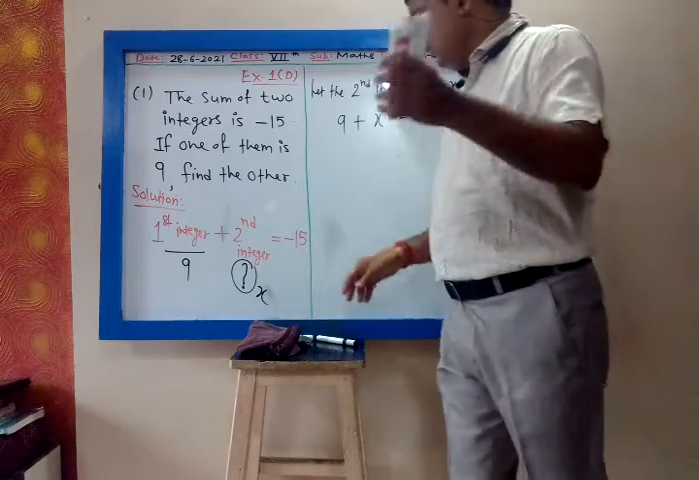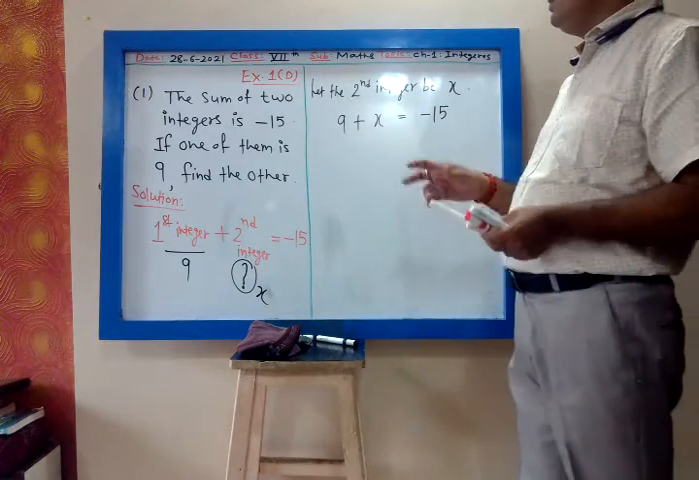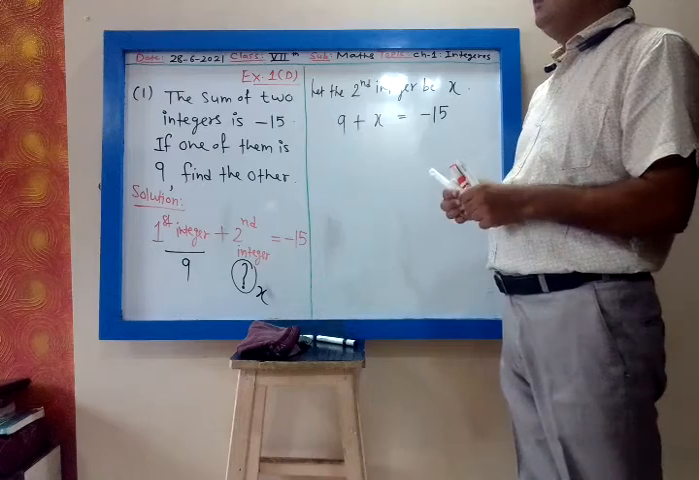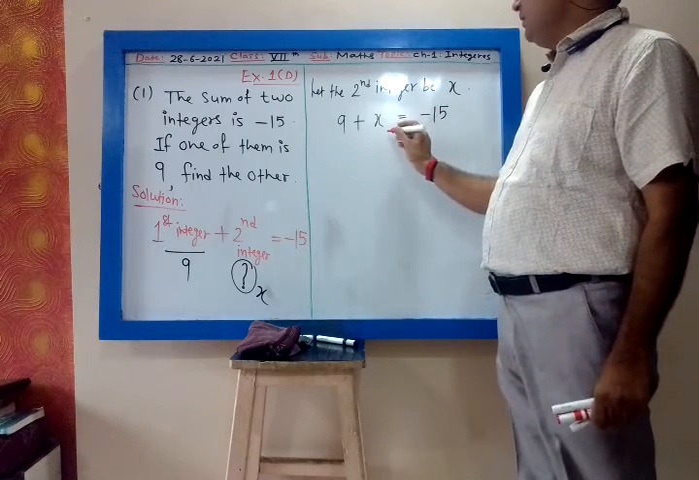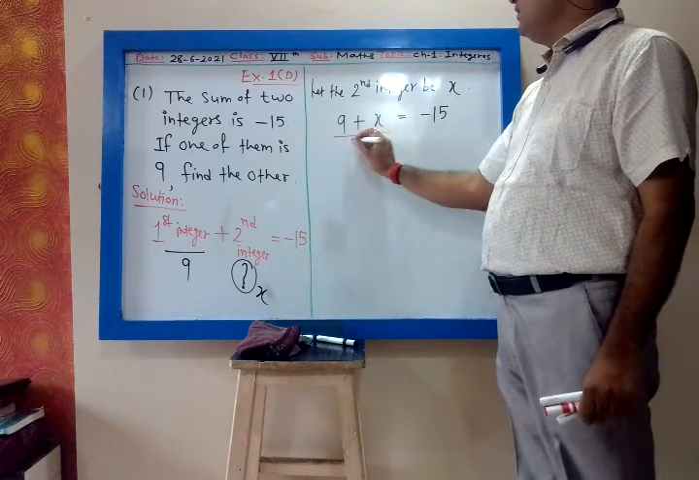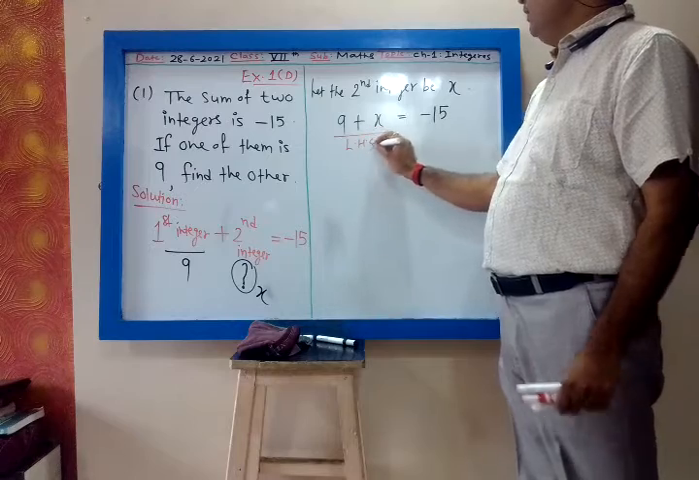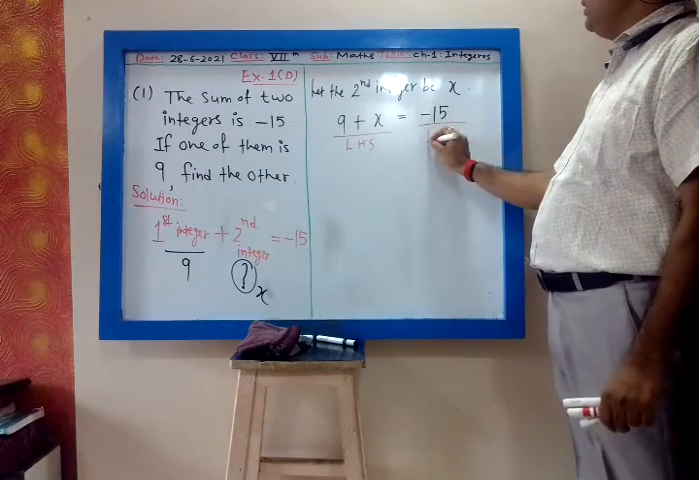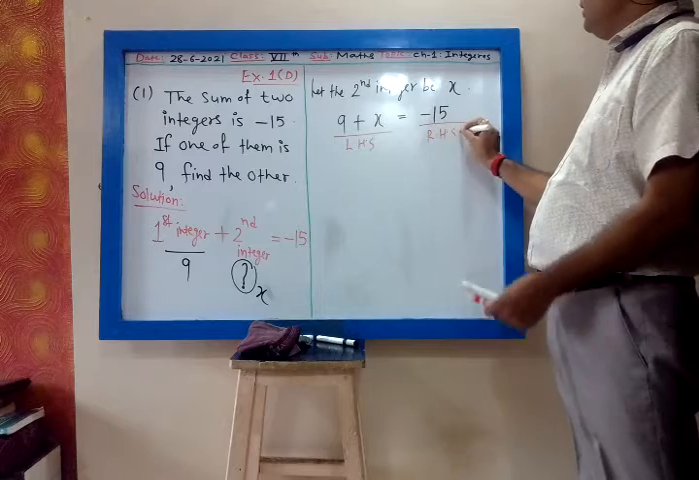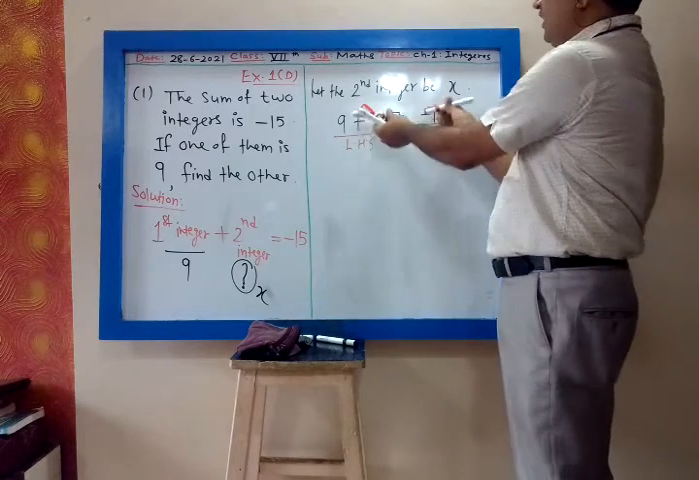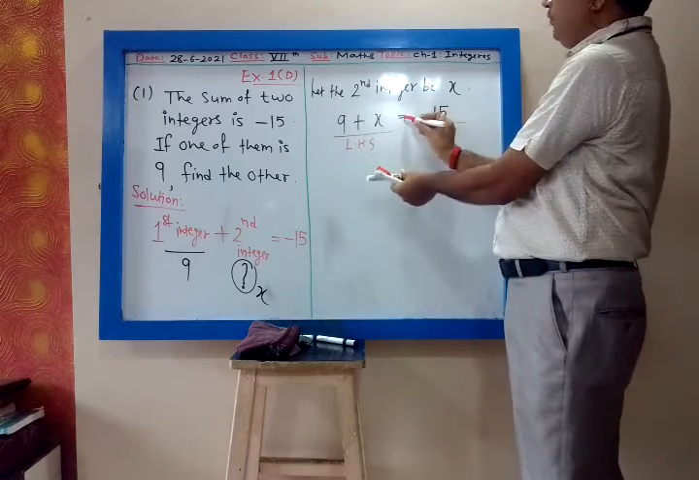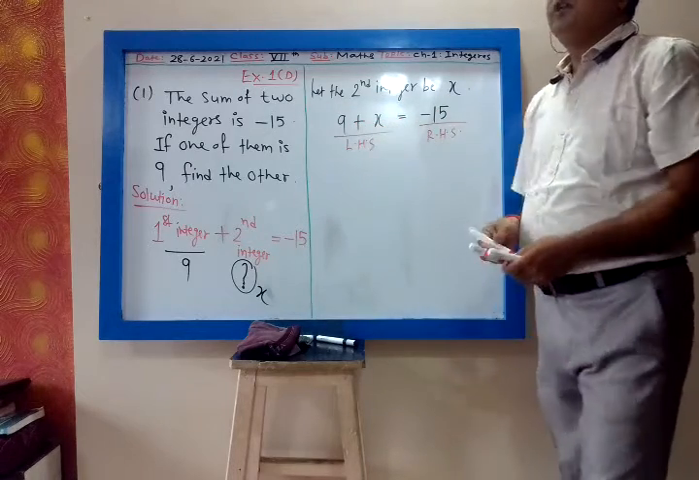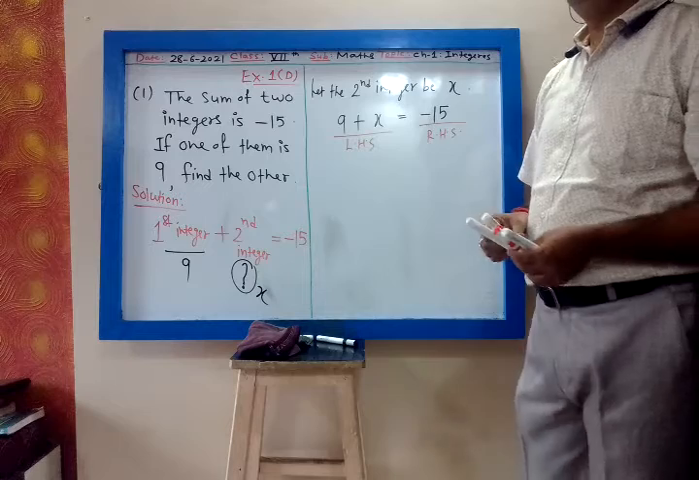Wait, no, my dear. 6 will not be the answer. Don't do magic. 9 plus x is equal to minus 15. Now let me explain this. Before the equal to sign is my left hand side. After the equal to sign is my right hand side. So there are two sides of the equation, left side and right side.